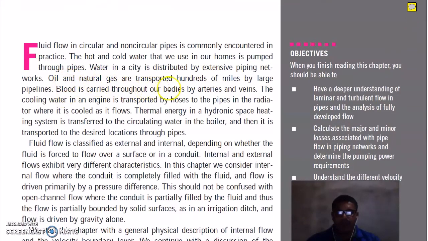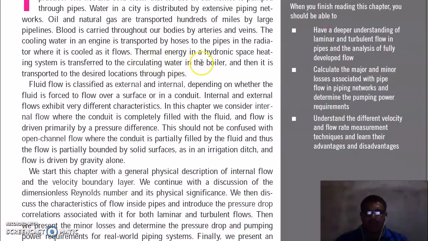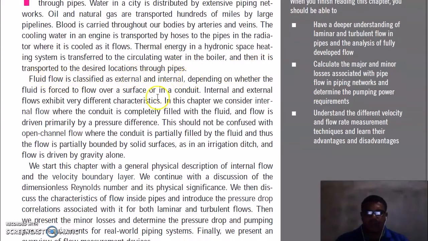Oil and natural gas are transported hundreds of miles by large pipelines. Blood is carried throughout our body by arteries and veins. The cooling water in an engine is transferred by hose to the pipe in the radiator, where it is cooled as it flows. Also, the thermal energy in a hydronic space heating system is transferred to the circulating water in the boiler, and then it is transferred to the desired location through pipes.